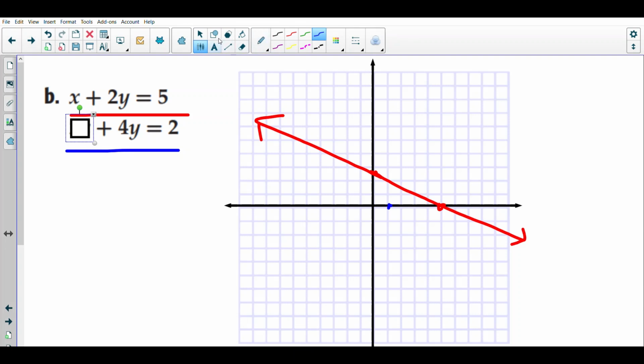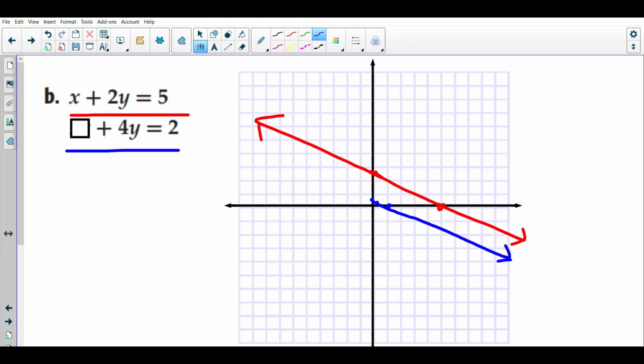Ooh, that's not a very good number, but we can plug it in right there. Oh, wrong color. Right there. So there are my 2 points. Now I'm going to draw my line here.